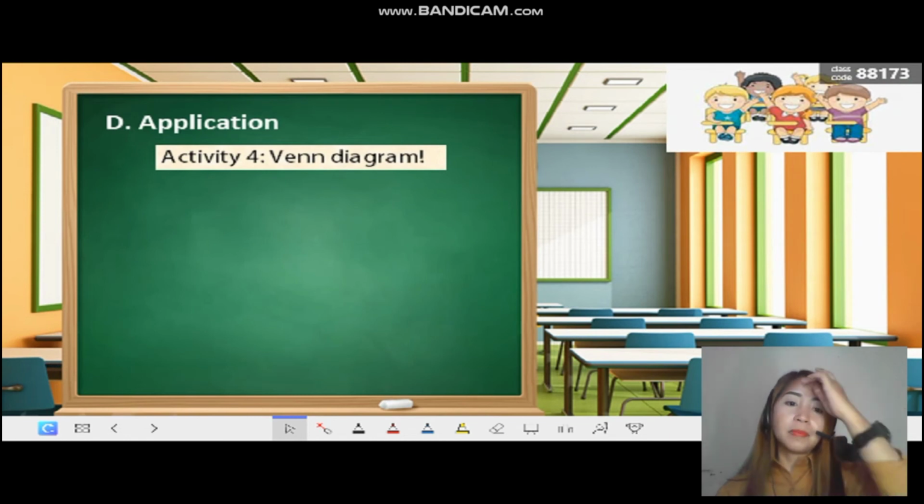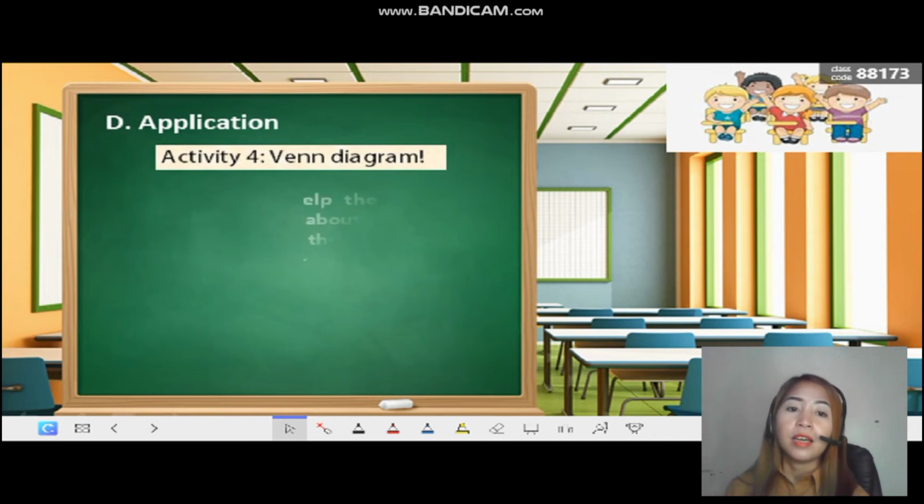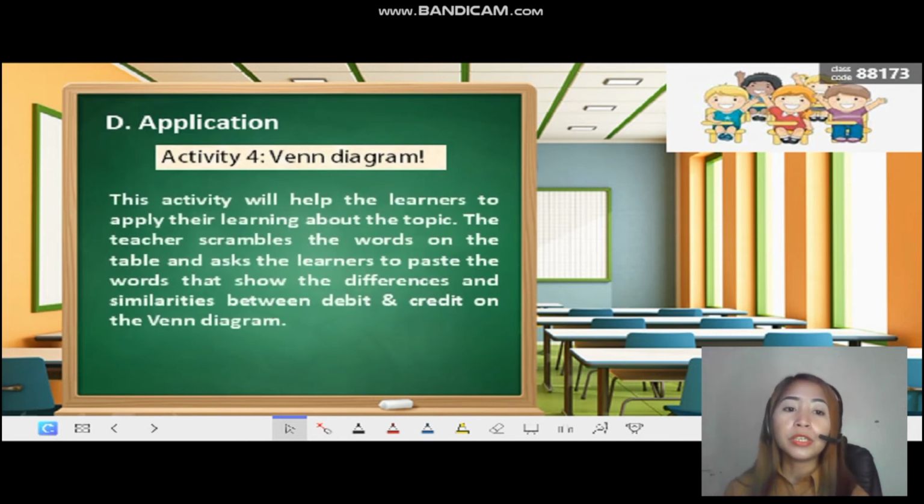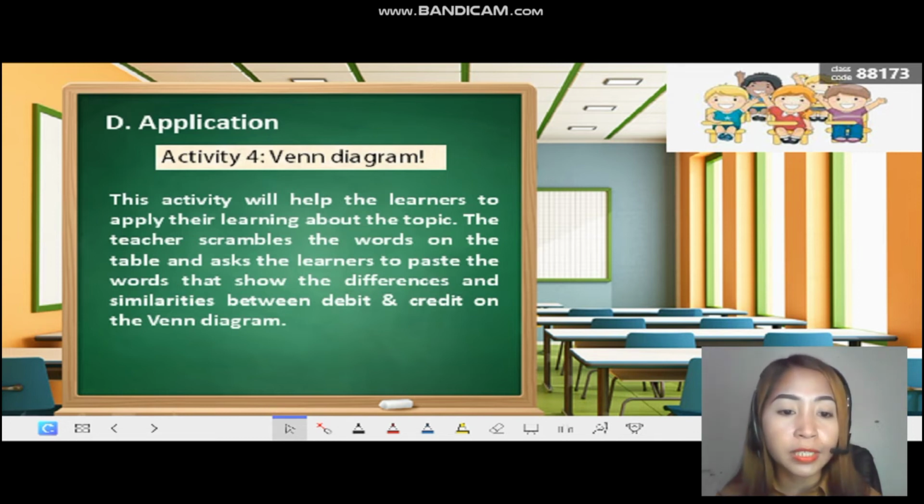And now for the activity 4, we have the Venn diagram. I'll read to you the instruction. This activity will help the learners to apply their learning about the topic. The teacher scrambles the words on the table and asks the learners to paste the words that show the differences and similarities between debit and credit on the Venn diagram.